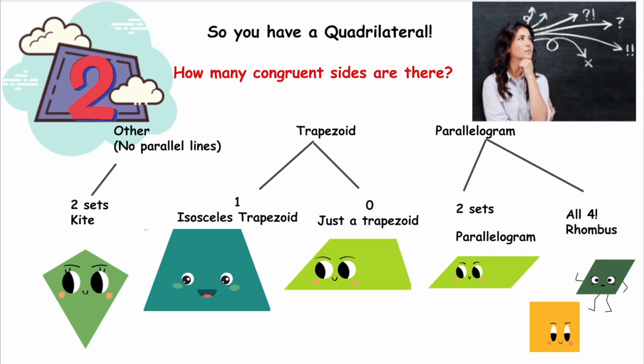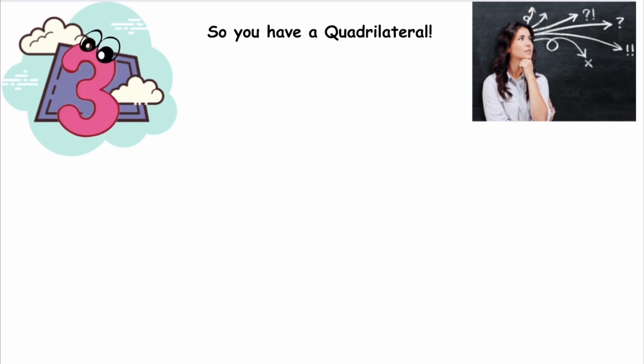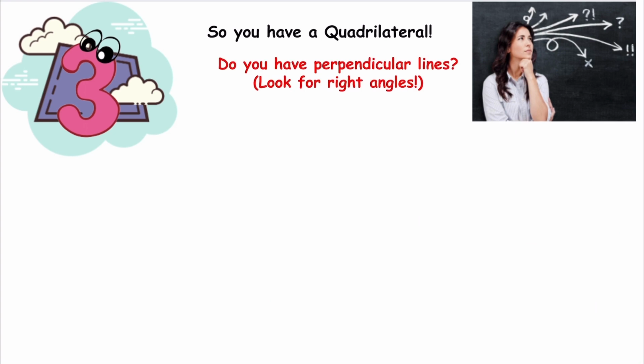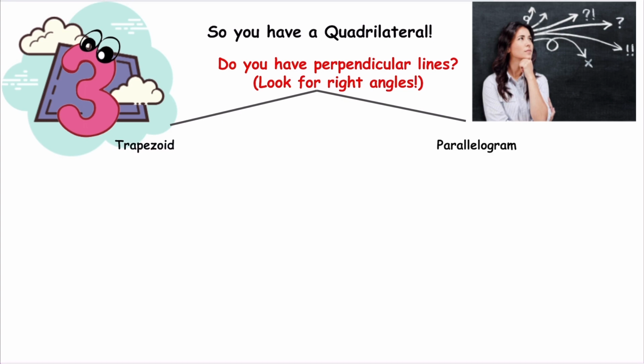Let's look at question number 3. Do you have perpendicular lines? These are lines that make right angles. So you can recognize them as one that's going straight up and down and the other one is going horizontal. They make a perfect 90-degree angle. So here are the 2 possibilities. We're going to look at 2 sets of families. We're going to look at the trapezoid family and the parallelogram family.